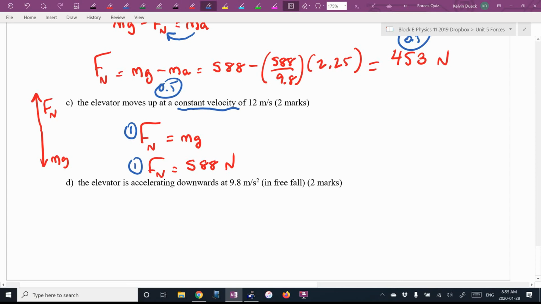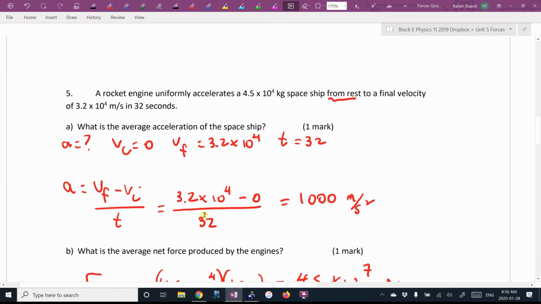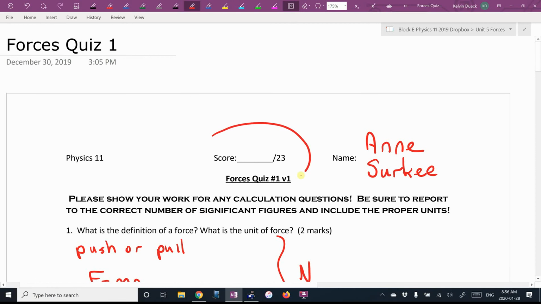What if the elevator rope snaps and we're accelerating downwards at 9.8 meters per second squared in free fall? What will the normal force be? Yep. If you showed work, fine, but you just said, I know it's 0 because I've wrapped my brain around the physics, that's good as well. 2 marks. Can you give yourself a lovely score, please, out of 23?